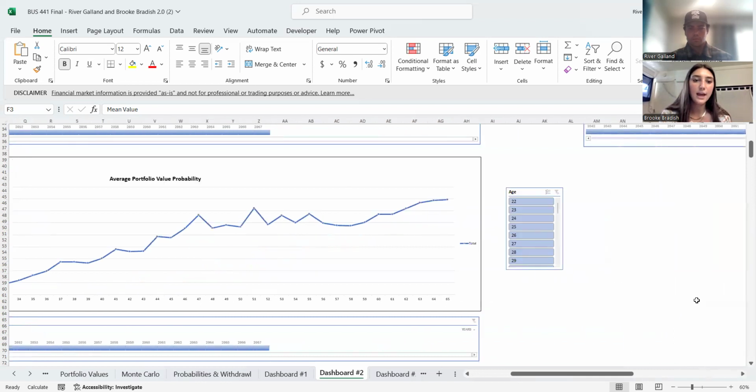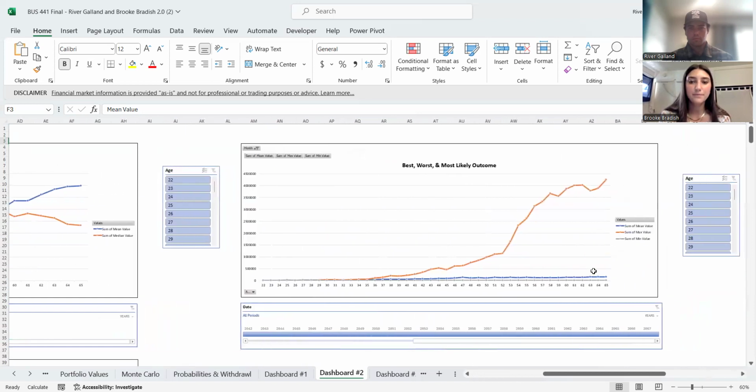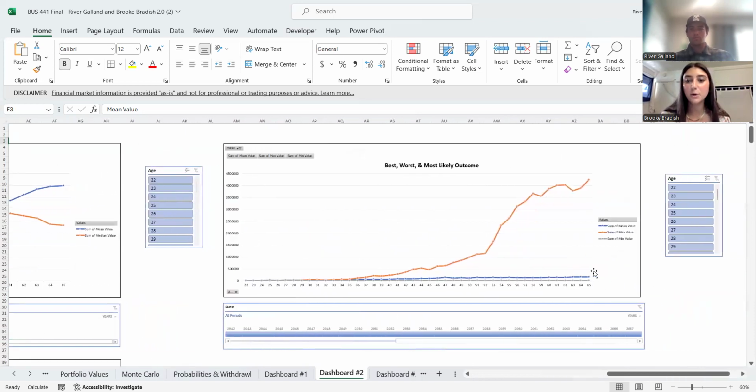And then for this graph, we have our average portfolio value, our best, worst, and most likely outcome. You can see that is a big range for our maximum value. It's up to 150 trillion, versus our mean value and minimum value, which are a lot smaller than the maximum value. So that just shows the different probabilities with our Monte Carlo simulation.